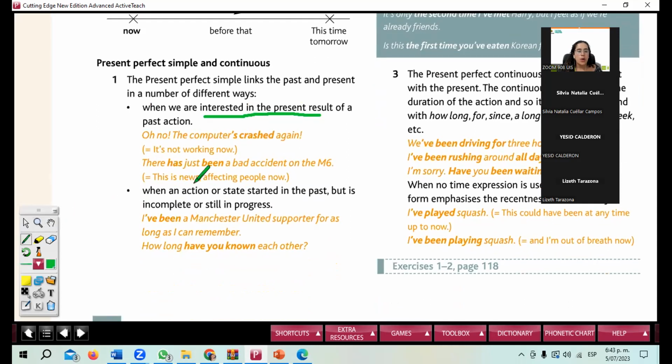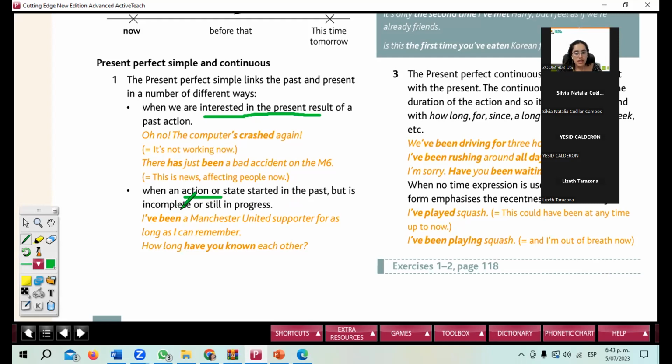Another situation is when an action or a state happened in the past, but is still incomplete or still in progress, okay? For example, I've been a Manchester United supporter for as long as I can remember. So this is still in progress. I'm still a Manchester United supporter, okay? Or, how long have you known each other? We have known each other for many years, okay?